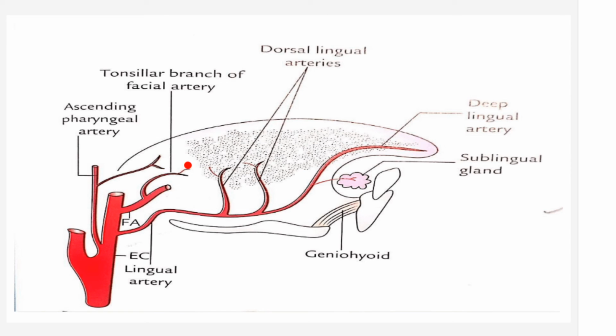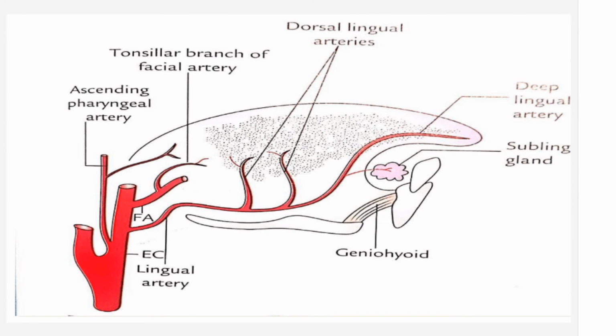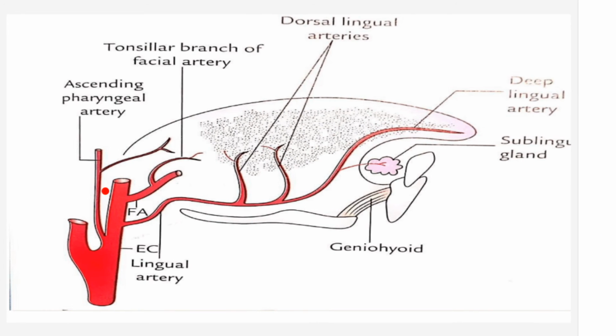This is the tonsillar branch of the facial artery, and this is the lingual artery, which originates from the external carotid artery and branches into the deep lingual artery and to the ascending pharyngeal artery. You could see in this slide.